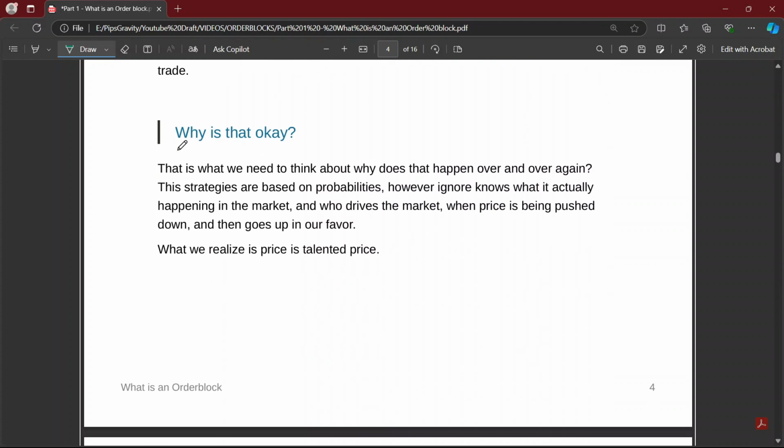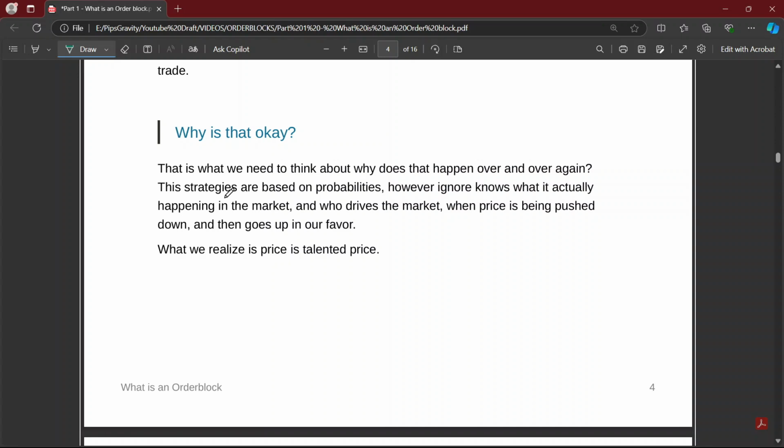So let me continue reading this for you. So that is what we need to think about. Why does that happen over and over again? These strategies are based on probability. However, they ignore what is actually happening in the market and who drives the market when the price is being pushed down and then goes up in our favor.